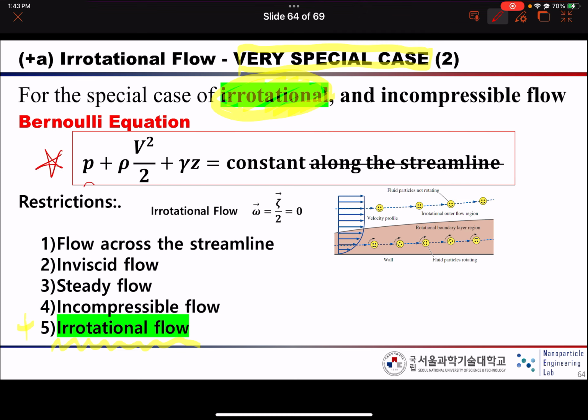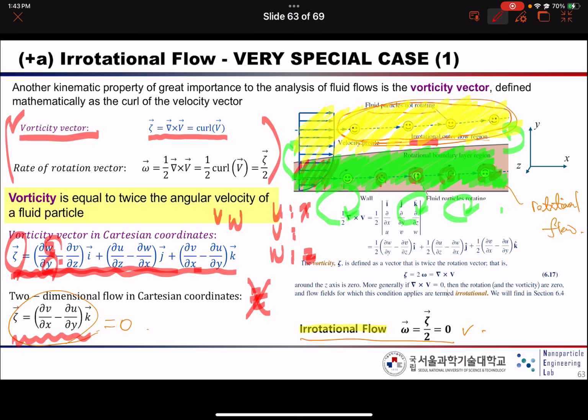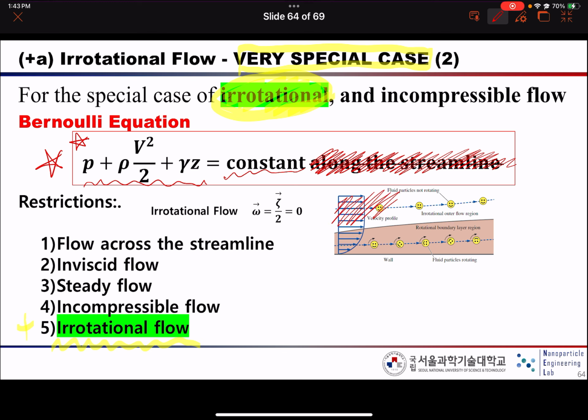in your Bernoulli equation, you don't need a streamline concept anymore. This value will always be constant if the flow is within the irrotational region. Okay, so this is a very special case. But for most of your examples, it is pipe flow, right? In the pipe flow, the fluid particle is very close to the wall, so this will not be irrotational. This flow will be rotational flow.